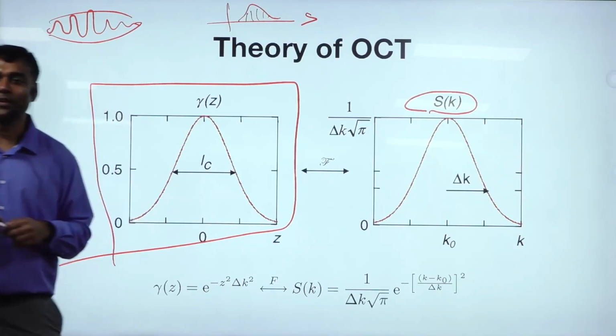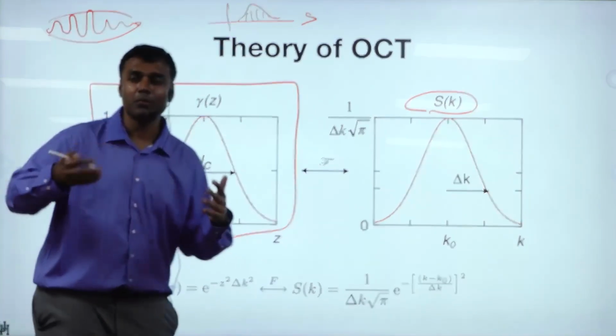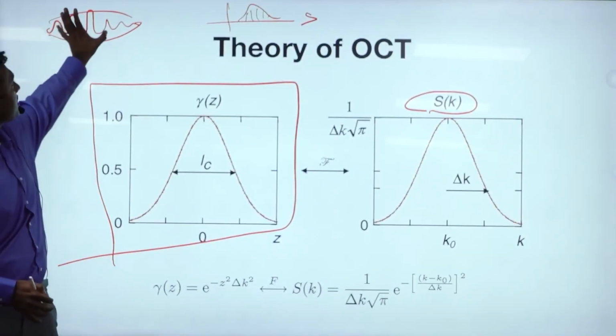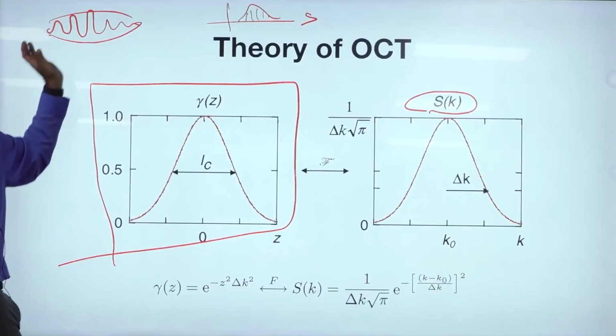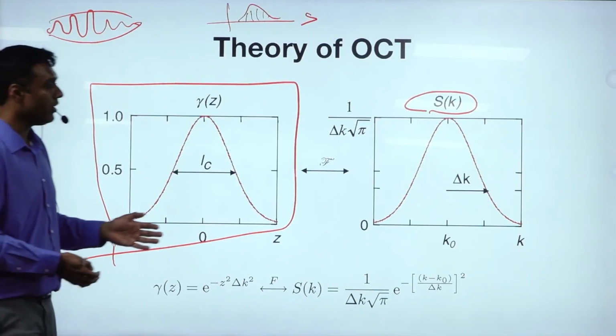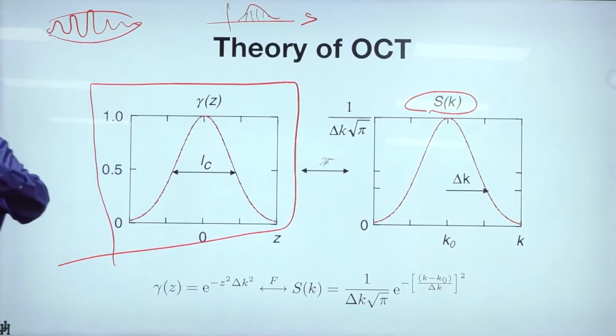This is very useful for us because it tells us how to build a better, higher resolution OCT system. You want to make this narrower, so you want to make the coherence length short. If you want to make the coherence length short, use a broader bandwidth light source which has more wavelengths. So you want to make a laser or a light source.